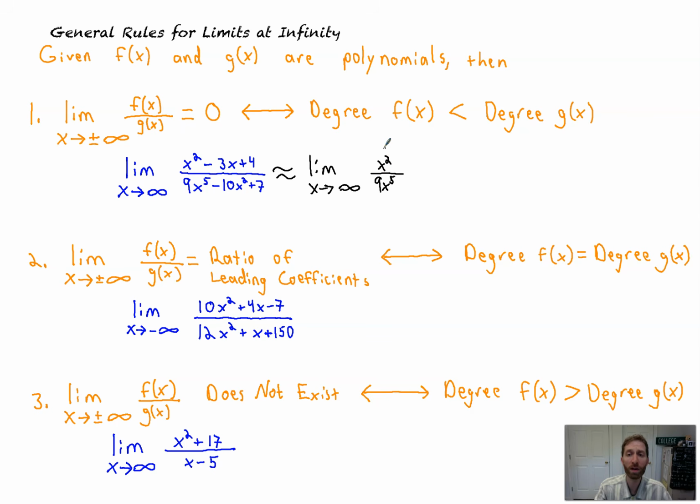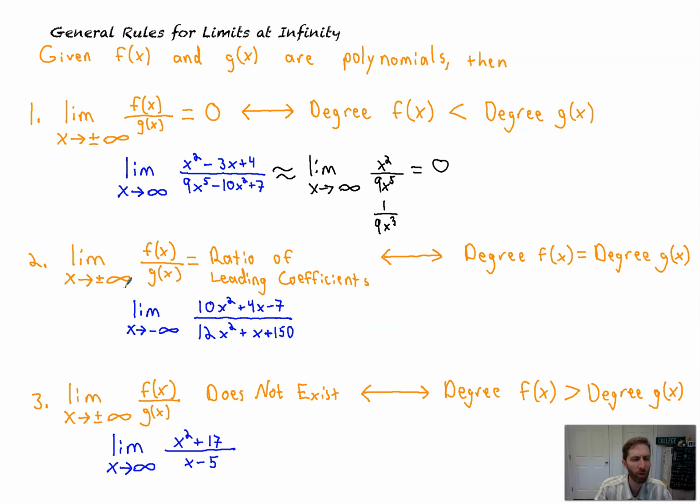And so since the degree of the numerator has a lower power than the degree of the denominator, which has a higher power, this is going to go to 0, which makes sense. This would simplify down to 1 over 9x to the 3rd. And if I take the limit as x goes to infinity of that, we get 1 over huge, which is 0. That's why that rule works. On to the second rule.